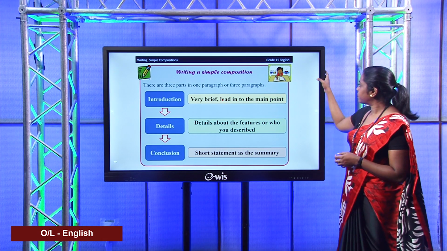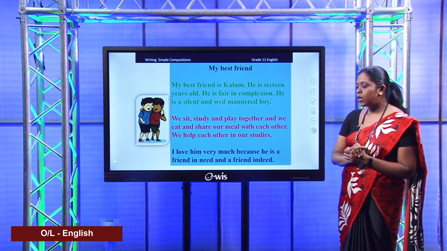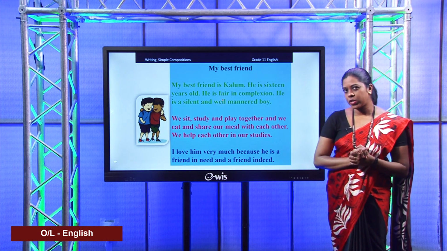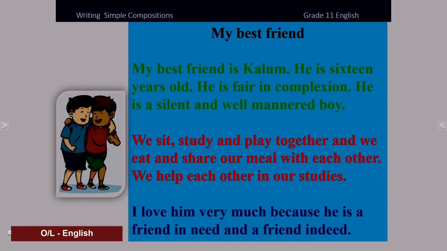Right. Look at the same paragraph one more time. I have divided that paragraph into three sections. The first section, you see only 3 sentences, and these 3 sentences introduce the friend. My best friend is Callum. He is 16 years old. He is fair in complexion. He is a silent and well-mannered boy.